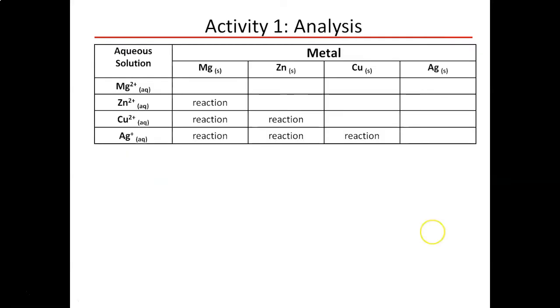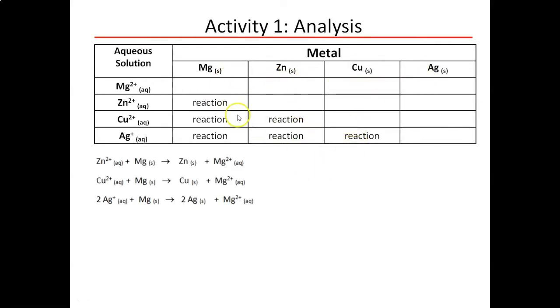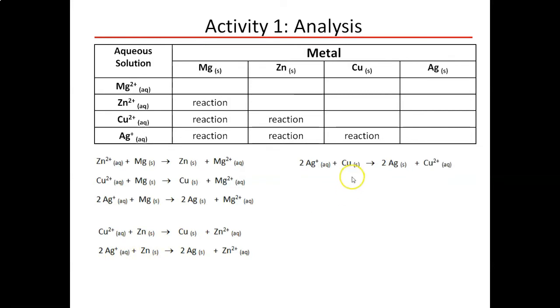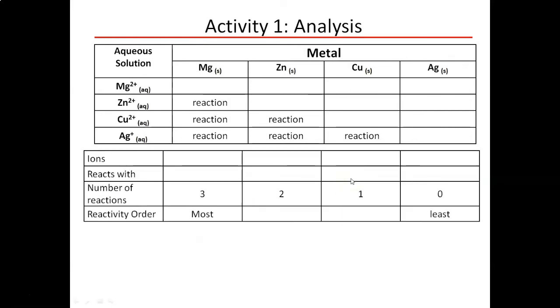Okay. Now, what do these observations mean? I've now arranged it from magnesium, zinc, copper. We can see a decrease in the number of reactions. If a reaction occurred, we can look at each of our reactions. Here I can see my zinc ion underwent reduction. My copper 2 ion underwent reduction, and my silver ion underwent reduction. With the zinc, my copper 2 ion underwent reduction, as did the silver.